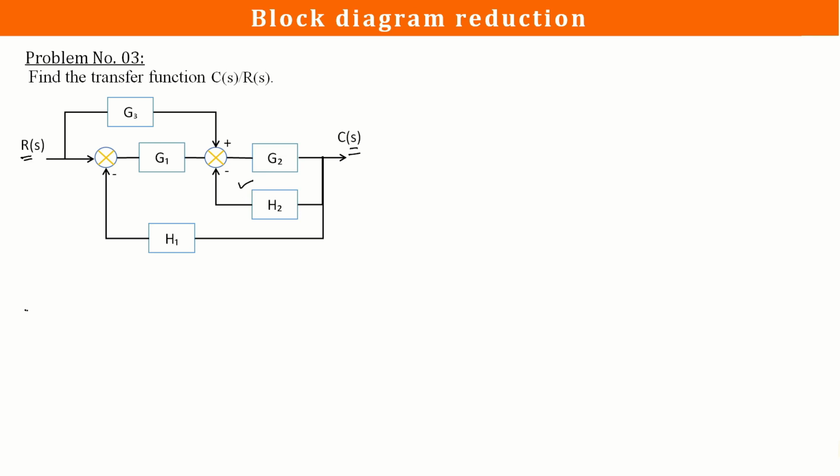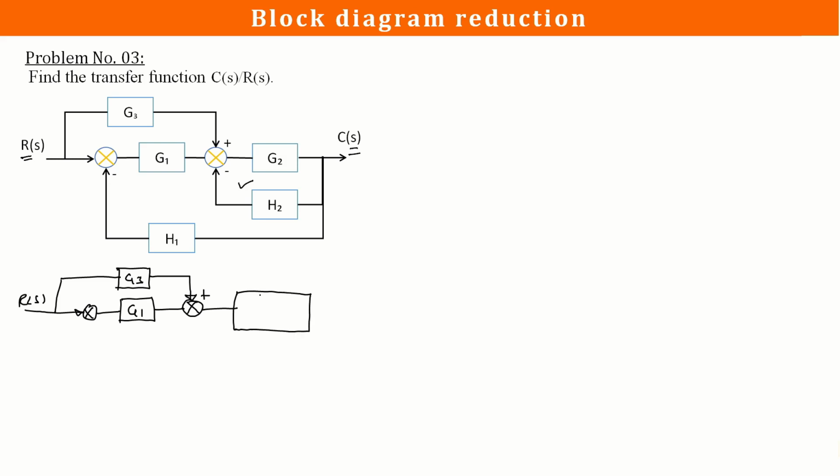So now let's reduce this block diagram. We have R of S, and then after that a summing point. Then we have G1. Then after that we have a summing point, and on this summing point we have block G3 ending here with a positive signal. Then after that we have G2 and H2 in a minor feedback loop. So we can replace it by its closed loop transfer function.